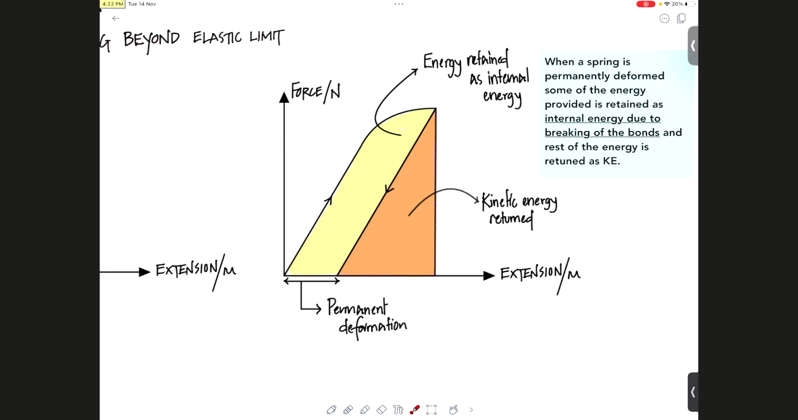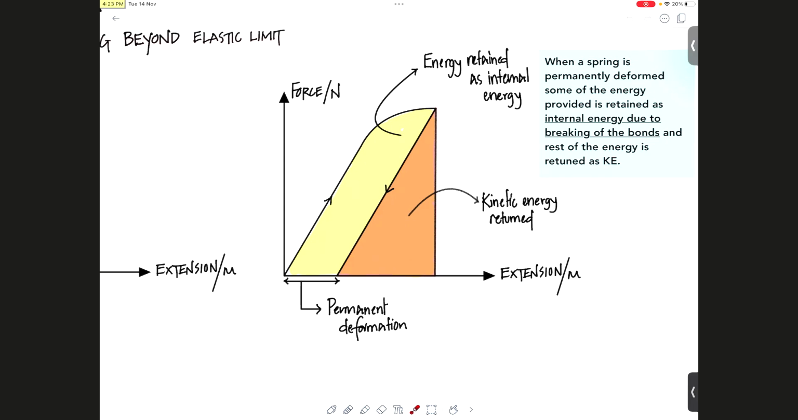Why did the spring keep that energy back for itself? Because when you go beyond the elastic limit, what are you doing? Breaking bonds. And if you break your bonds, that energy is non-reversible. It's permanently gone, and therefore that energy can't be retained. You only get back the amount that is available. Is all of your energy needed to break the bonds? No, otherwise, you get my point.